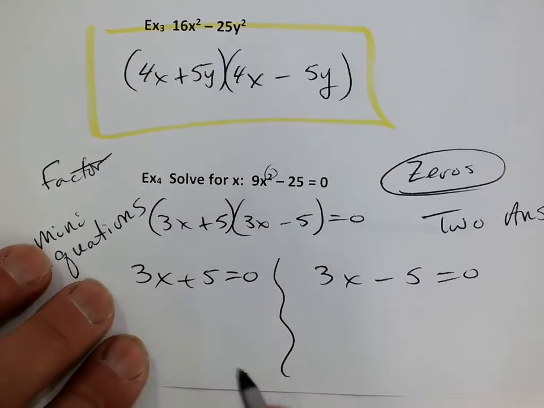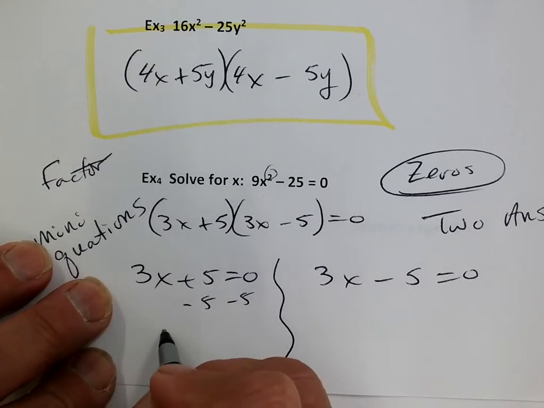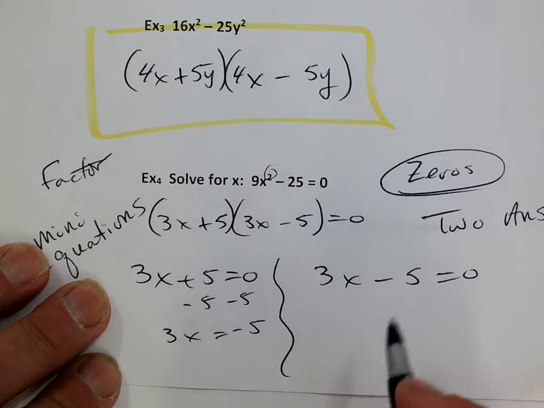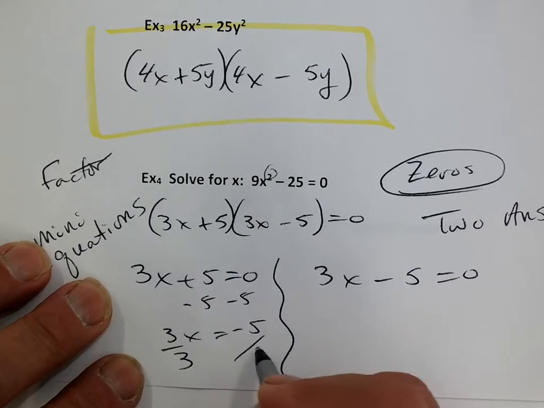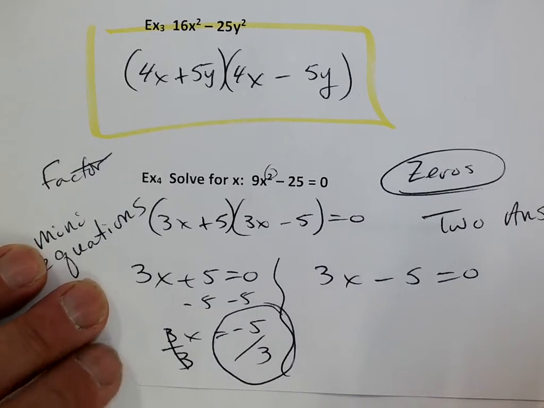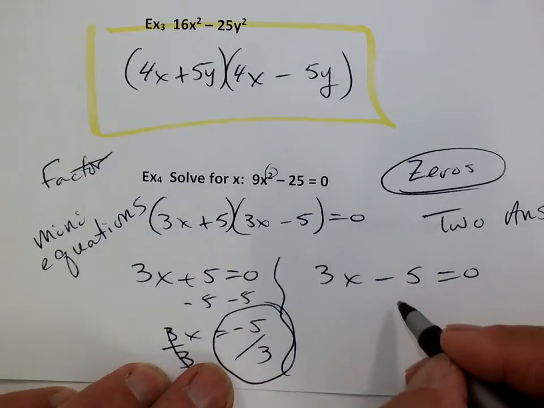Well, on the first mini equation, we'll go minus 5, minus 5. So I have 3x equals negative 5. Divide by 3, divide by 3. I get one answer, which is negative 5/3, or negative 1 2/3. Negative 5/3 is fine. Second equation, we need to solve also.